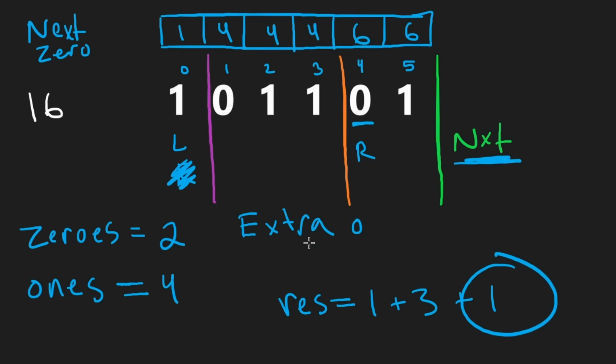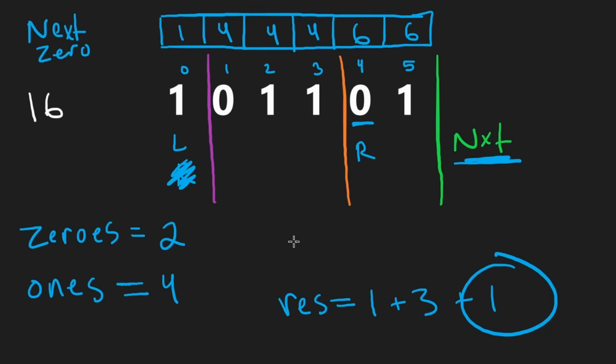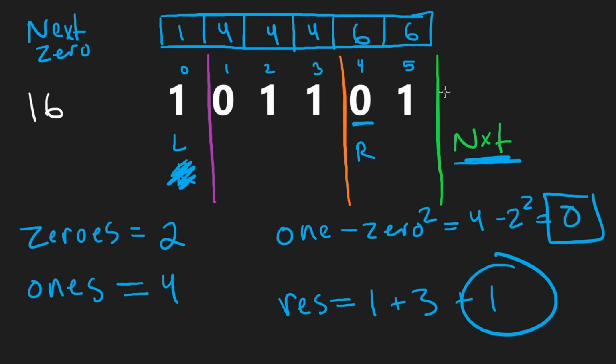And so this is what I mean in terms of the formula. We know that the original comparison was zeros squared is less than or equal to ones. Like, that's valid. So let's take the difference of these. Let's take ones and subtract it from zeros squared. Obviously, we have that over here. That's going to give us 1, which is 4, minus 2 squared. So it's going to give us 0. That tells us that ending over here, we have exactly 0 extra ones.